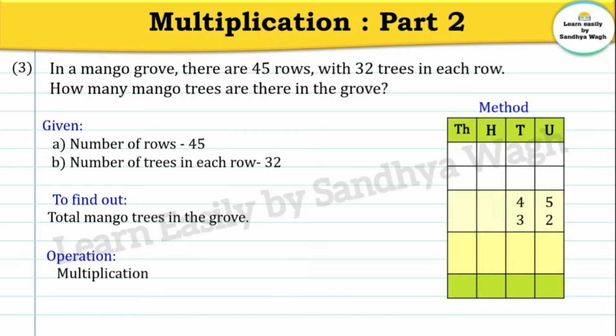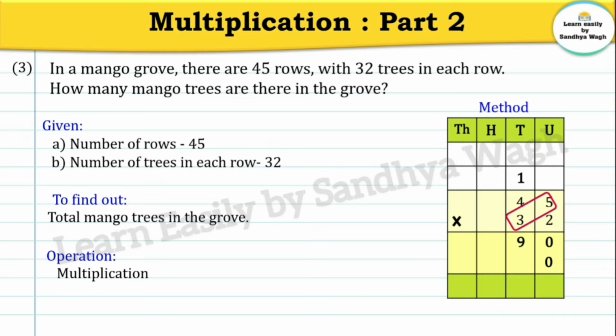45 multiplied by 32, so 2 5s are 10, 2 4s are 8, 8 plus 1, 9. Let's write 0 over here.